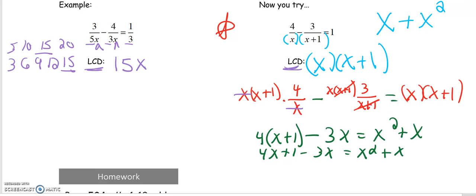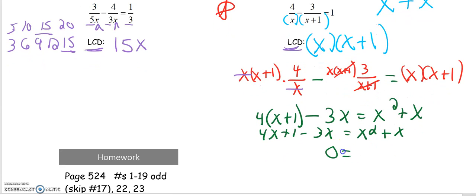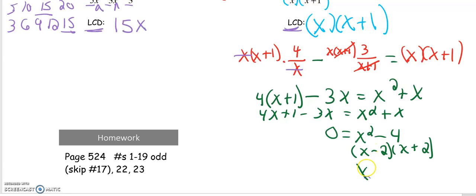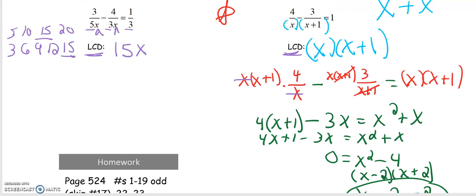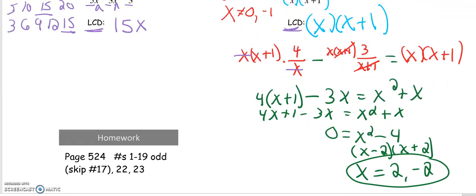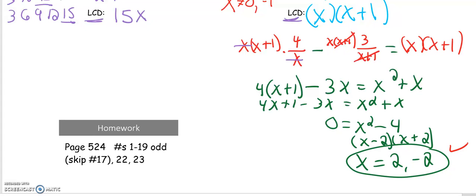Keep working through this all the way through. You're going to get 0 equals x squared minus 4. Now, this is a difference of perfect squares, so if you remember how to factor this, you should get x minus 2 and x plus 2, which means x is going to equal 2 and negative 2. Now remember to check that with your originals and make sure that you don't have any problems. So if I go back up here, I would say that x cannot equal 0 and x cannot equal negative 1, and I didn't get either of those answers, so my answers should be good, and I've checked them.